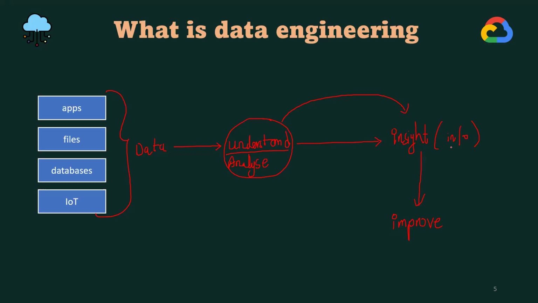So this is what data engineering is. In simple words, data engineering is nothing but this process, guys. You have to get the data from these multiple data sources. You have to analyze the data. You have to get some kind of insights from the data, and those insights are very useful for business improvement. So this is the high level.